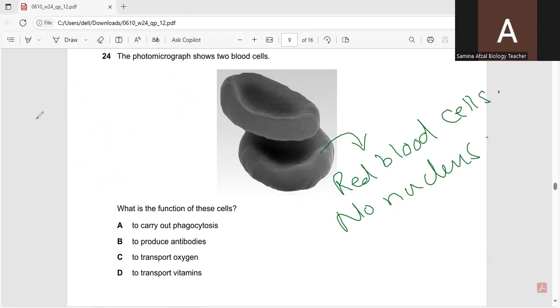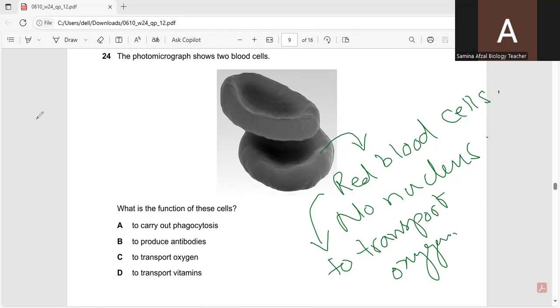And the function of red blood cells is to transport oxygen. They are non-nucleated. They are thin in the center and thick at the edges to increase the surface area, so more oxygen can be transported to different parts of the body. So C is the correct option.